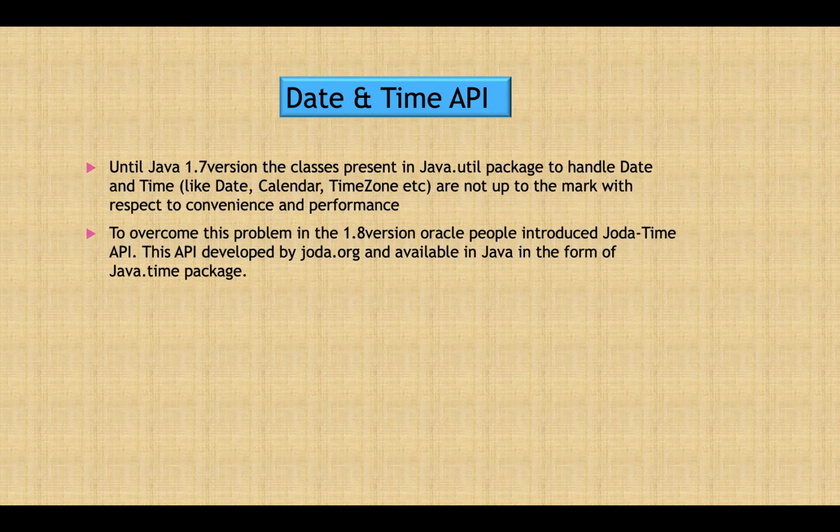To overcome these problems, the Oracle team integrated Joda Time. This is from another company; this API was developed by the Joda organization. It is available in the form of the java.time package. We can say the Joda API. This is specific to the date type, and you can use all the date-time classes.